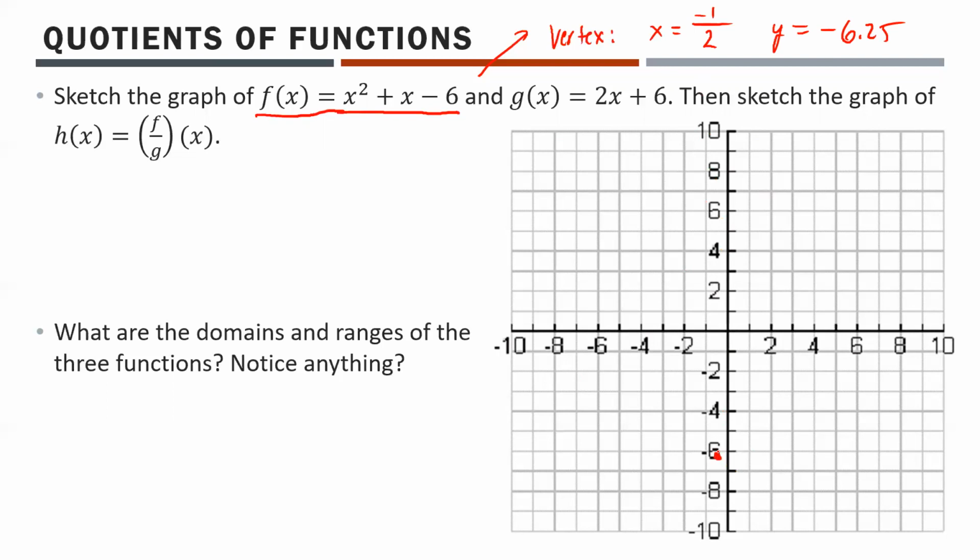It's not perfect, but that's just how it goes. And then we can use our 1-4-9 rule. The 1-4-9 rule says go over 1 and then up 1 times a. Well, a is just 1 here, so we'll go over 1 and then up 1. So about there, and I guess -5.25.